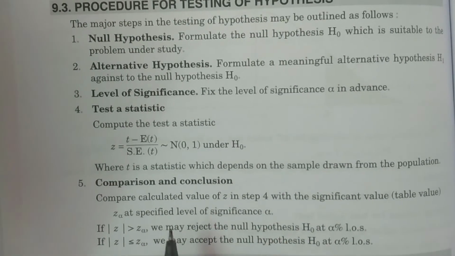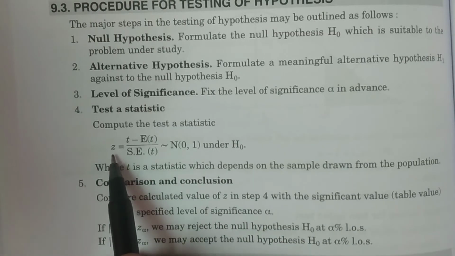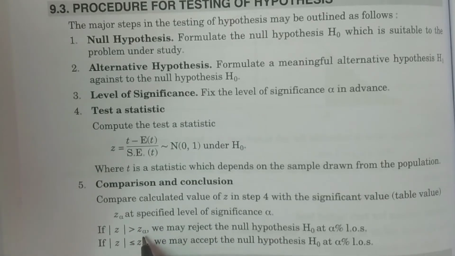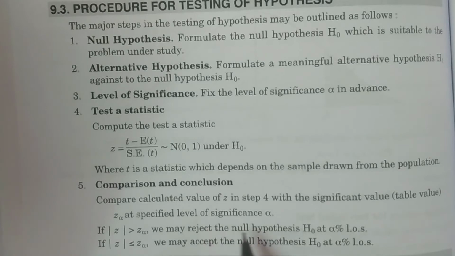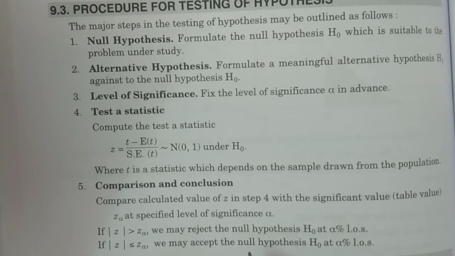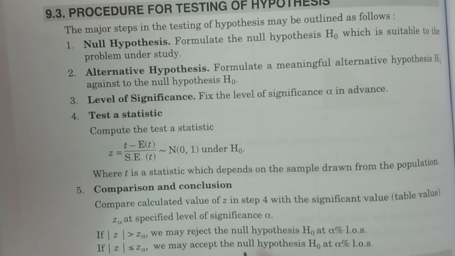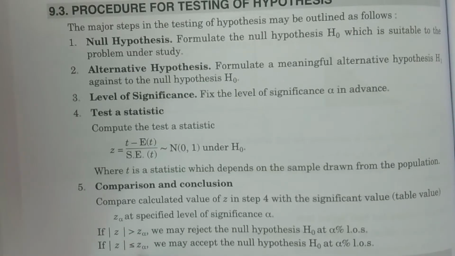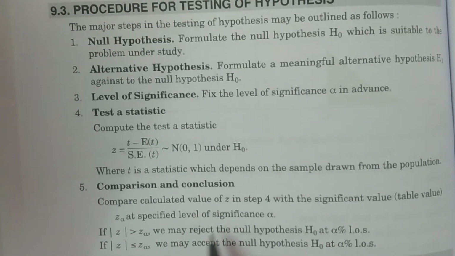Here we have already calculated one particular value of Z, called the calculated value or computed value. And then Z alpha you consider at the specified level of significance alpha, and we have to get it from the tables of the standard normal distribution. We can get the values of Z for one tail or two tail.